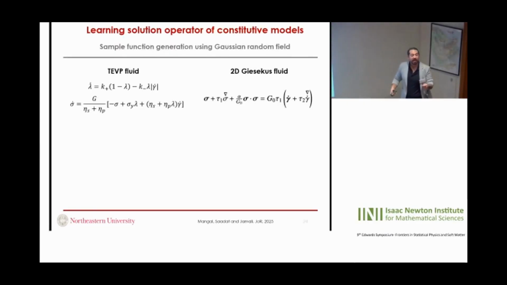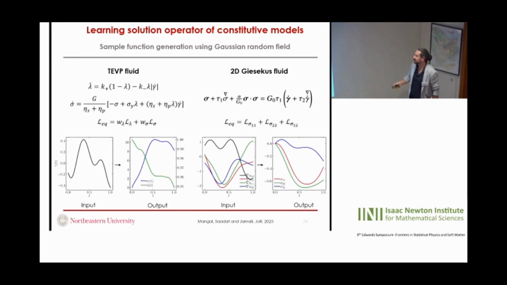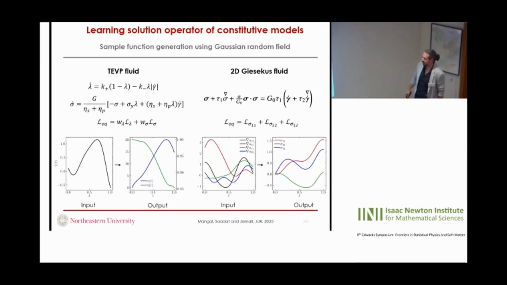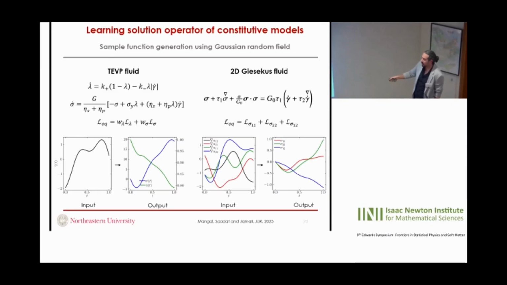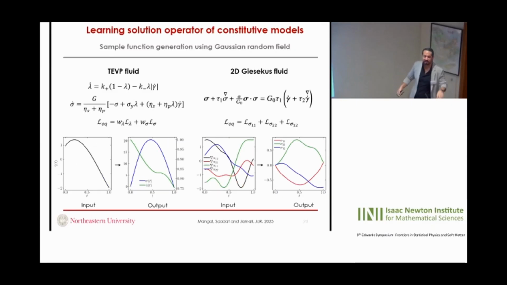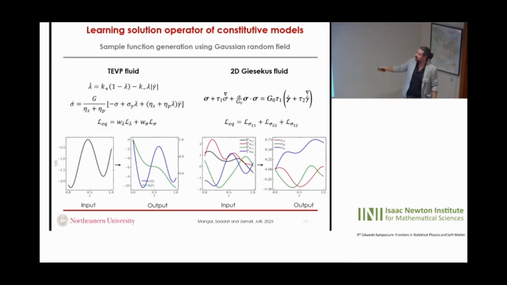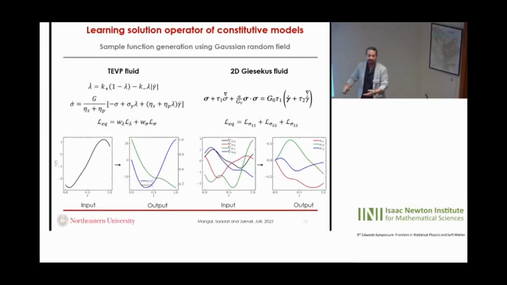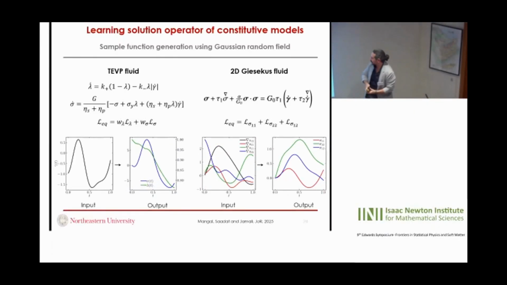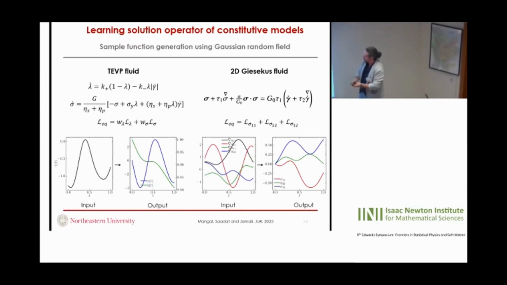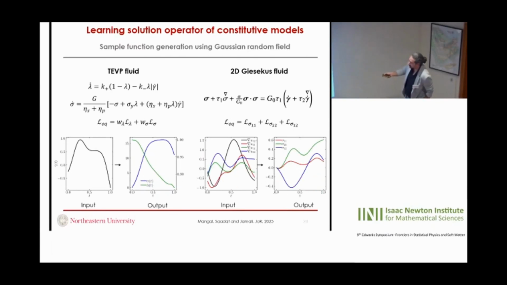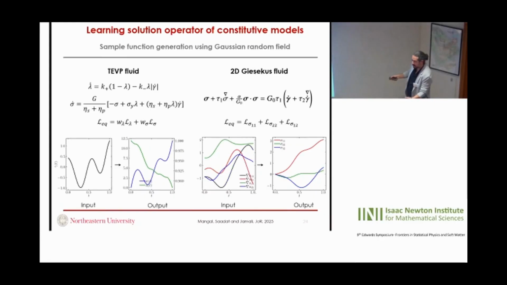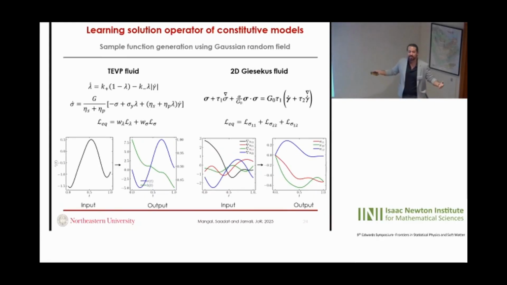And the way you train these neural operators is this. You basically use something like a Gaussian random field, and you generate random representations of your input map. And because you do have the equations, you can generate the solutions, right? So that's your input, that's your output. Any of these lines that you see, for example for the Giesekus fluid, different components of the deformation tensor are your input maps, and your output map is different stresses.